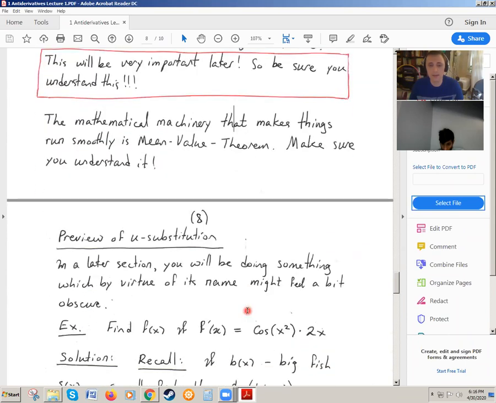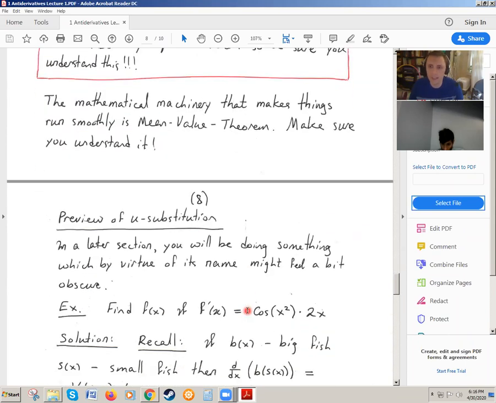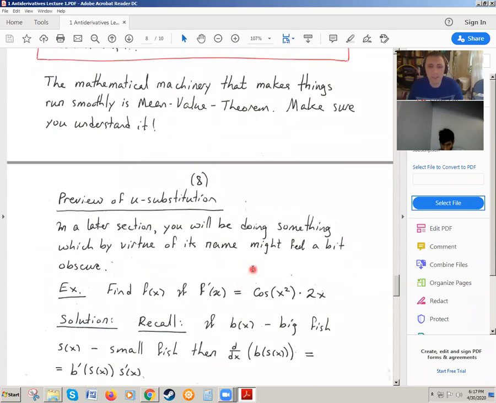So this is a preview of maybe the last topic we will cover in integration. It's u-substitution. That's what it's called. Now, many things are named non-descriptively. In other words, the name does not let you see what the idea was. So u-substitution, the name is not revealing what the idea is.